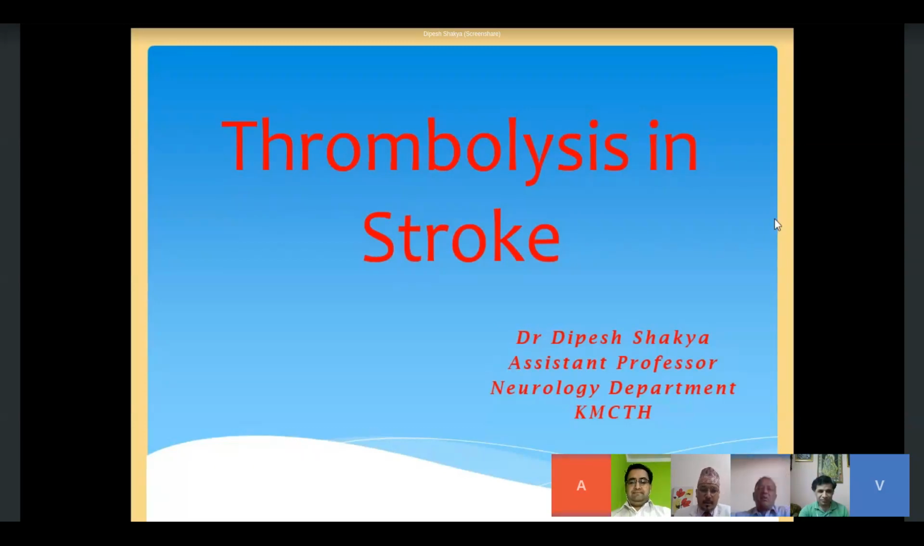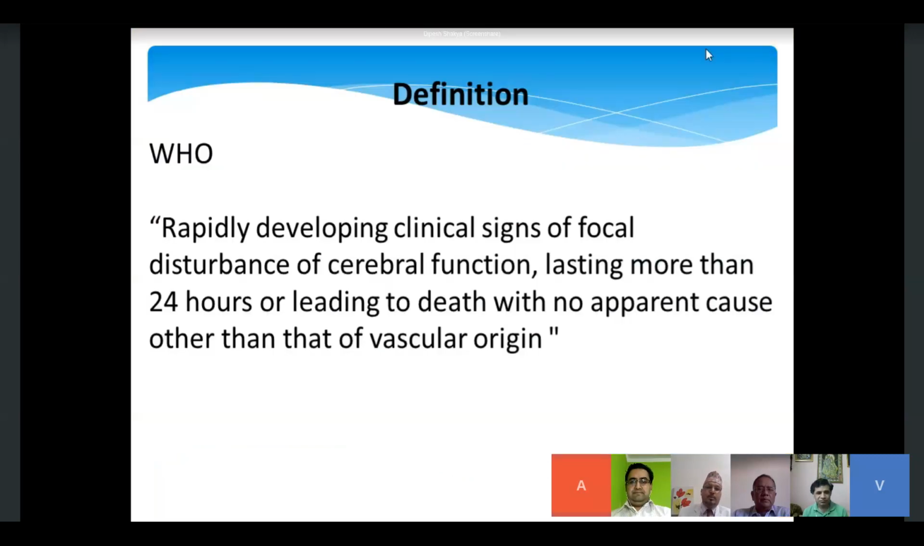Good evening, everyone. It is very delightful to have you all in this program, which is organized by the National Neurology Association of Nepal. I am Dr. Dipesh Saki, Assistant Professor in the Neurology Department. The topic that I have is thrombolysis in stroke. So we'll start with the definition, the background.